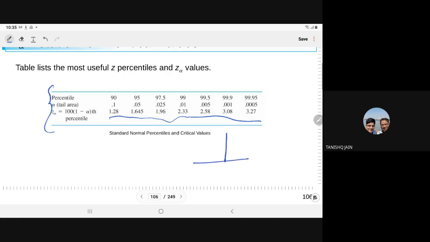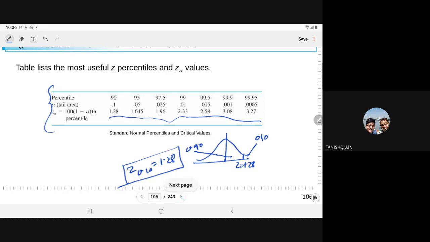If we have z equal to 1.28, this side area is 0.10 and this side area is 0.90. That is the meaning. So Z of 0.10 is equal to 1.28. That is the special notation in terms of Z alpha. Z alpha is the point on Z for which the right side area is equal to alpha.